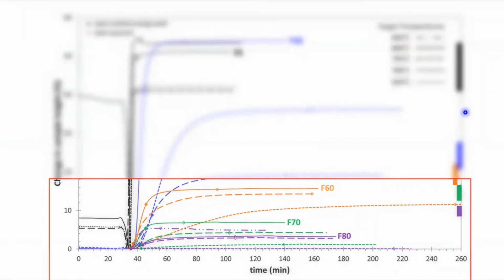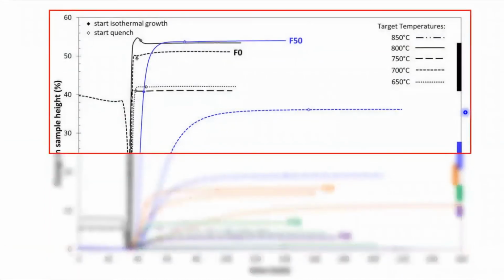If we move to the upper portion of the inflation diagram, you'll notice F50, the 50% crystalline samples, far exceeded anticipated values by up to 26%, and in one case nearly overcame the crystal-free analog.